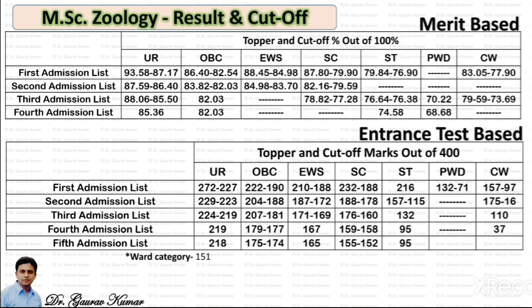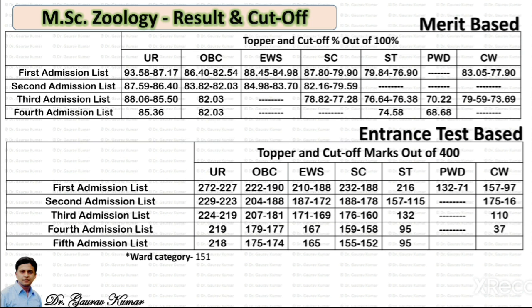So in the entrance test based, you can see the topper got around 272 out of 400, while in the fifth admission list, the last candidate had 218 marks in the unreserved category, and you can see the marks in the subsequent categories I have given. There was one ward category also, this person being a daughter or son of a person who was already working in Delhi University.